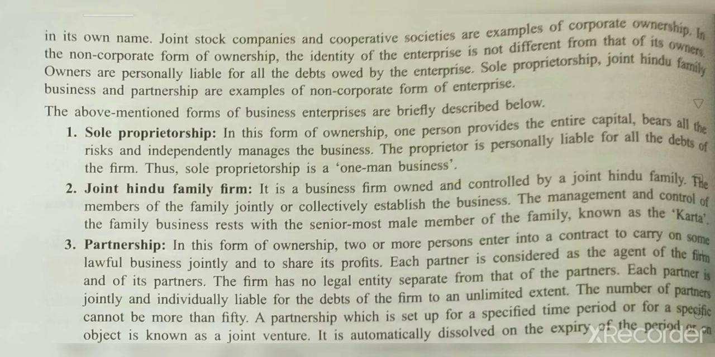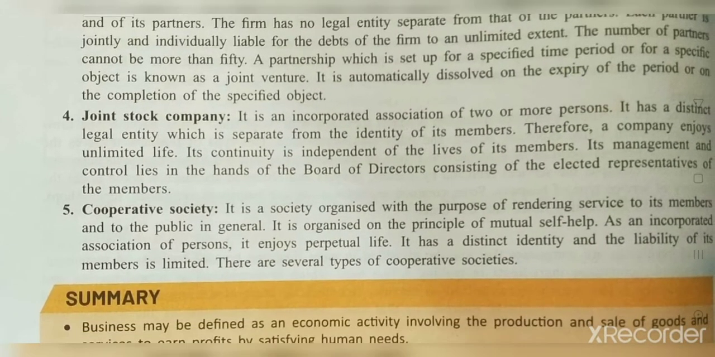In the non-corporate, we have solo proprietorship, joint Hindu family business, and partnership firm. These three categories come under non-corporate, and the remaining two, that is joint stock company and cooperative societies, come under corporate forms, right? So today we will discuss the joint stock company.